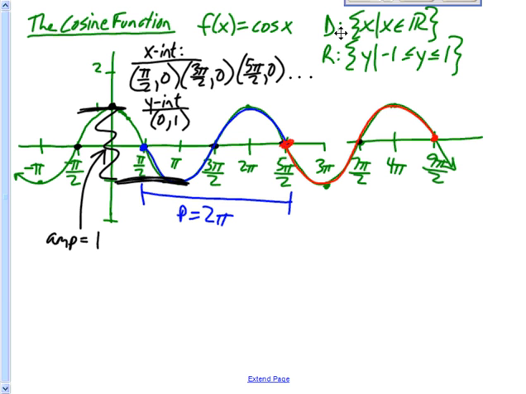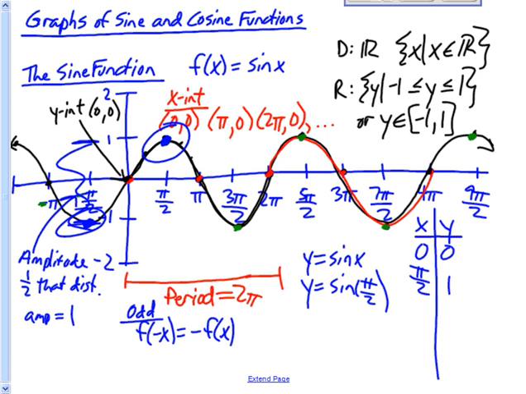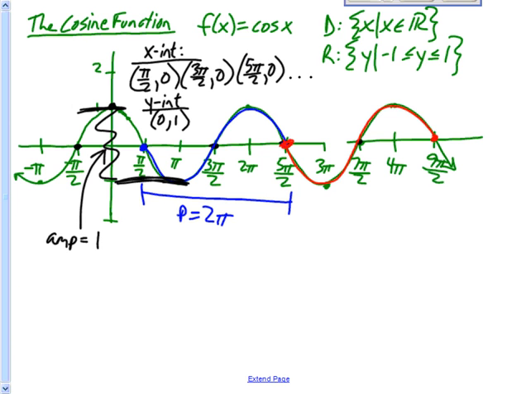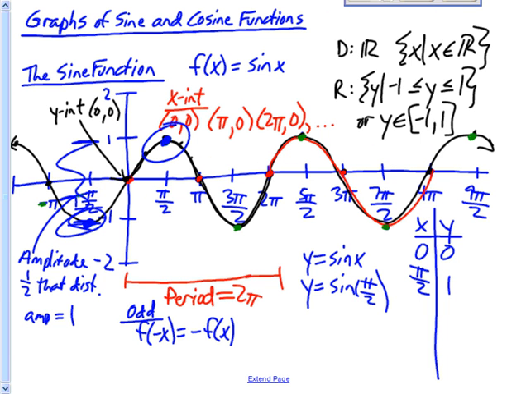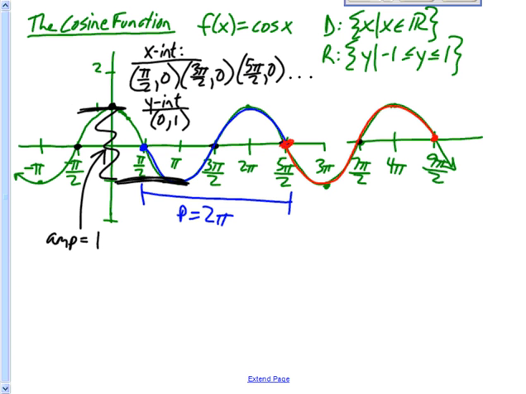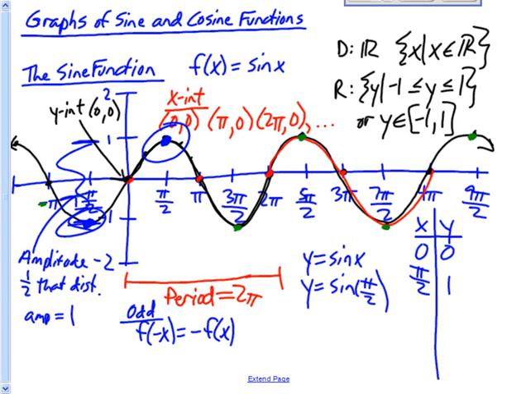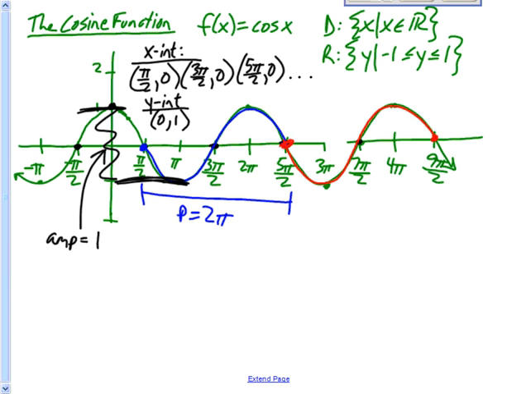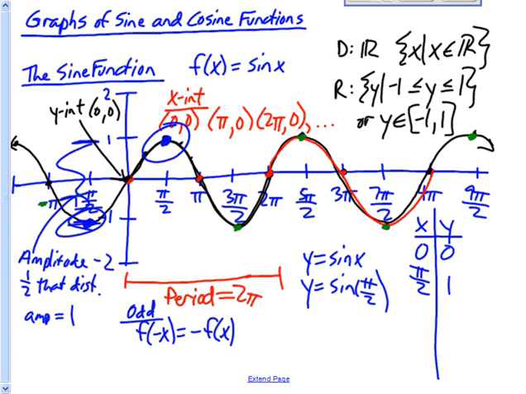Now, some similarities you probably have noticed between the cosine and the sine function. It's the exact same thing, except the sine function is pushed over a little bit. How much? See how if you took this sine function and moved it back pi halves, you would have the cosine function.